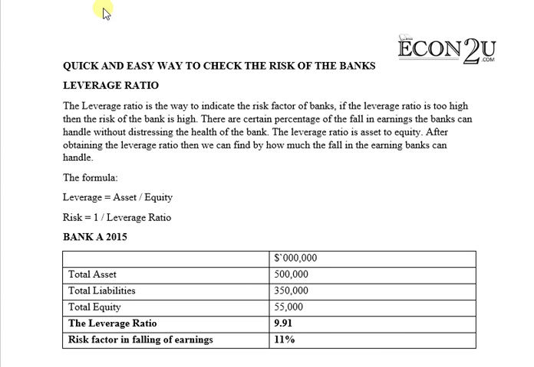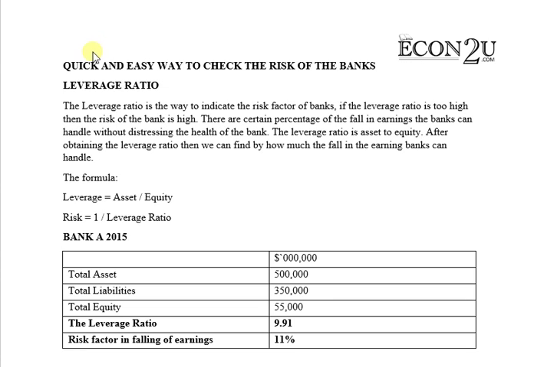Our topic today is a quick and easy way to check the risk of the banks. This is how we learned during our master's degree, and it's a very nice way to find out the risk of a bank. I helped a few friends compare 2, 3, or 4 banks. The most common way is the leverage ratio. You just look into the annual report of the banks, get these details, put them together, calculate, and get the risk factor: how much of a fall in earnings the bank can handle.